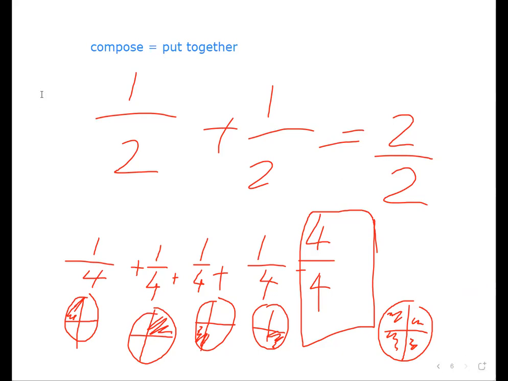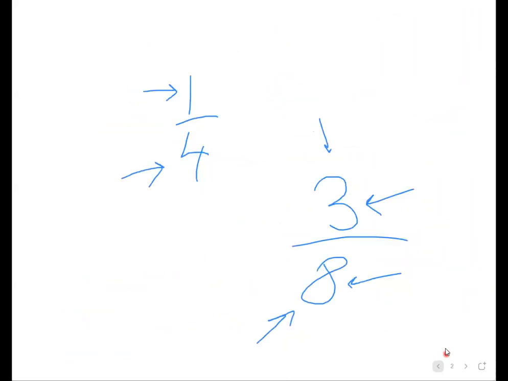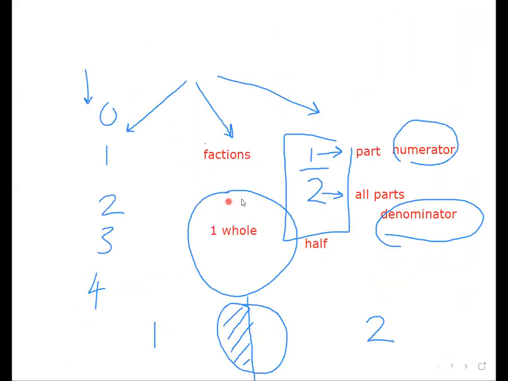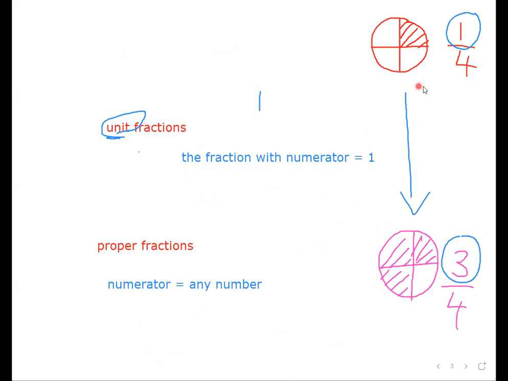Let's remember that one more time. Fractions are numbers with two parts. The top part I call the numerator. The bottom part I call the denominator. If you have the numerator 1, you get a unit fraction. If you have a different number, any number in the numerator, I call it a proper fraction.